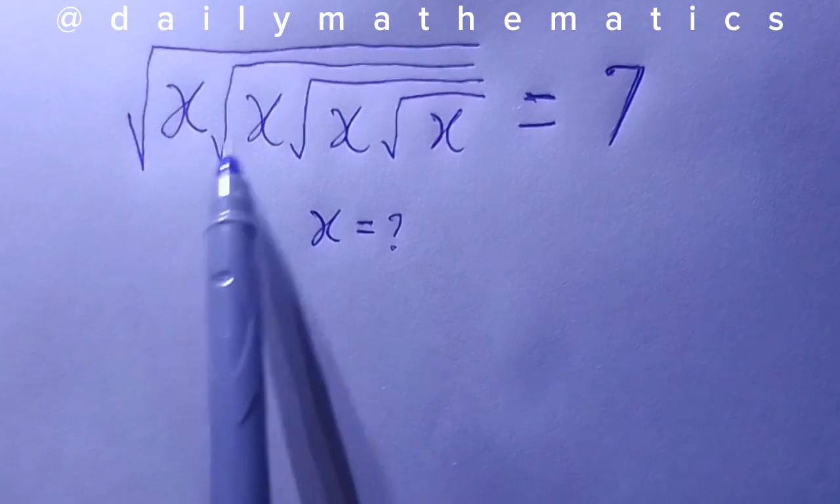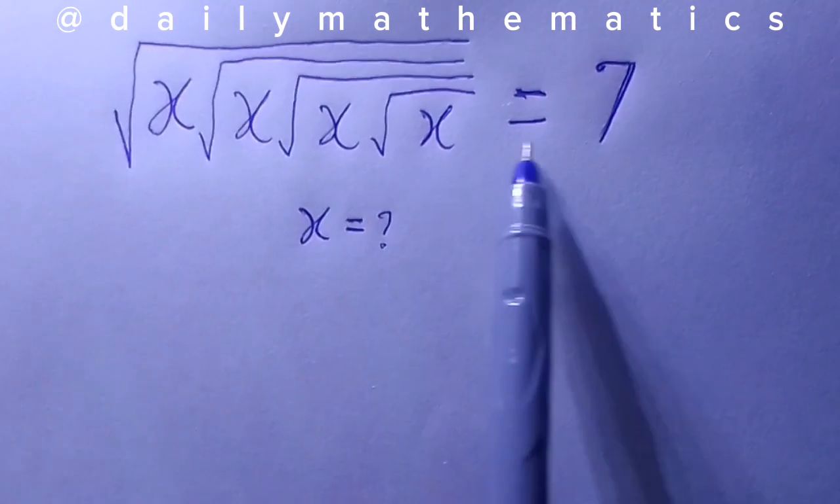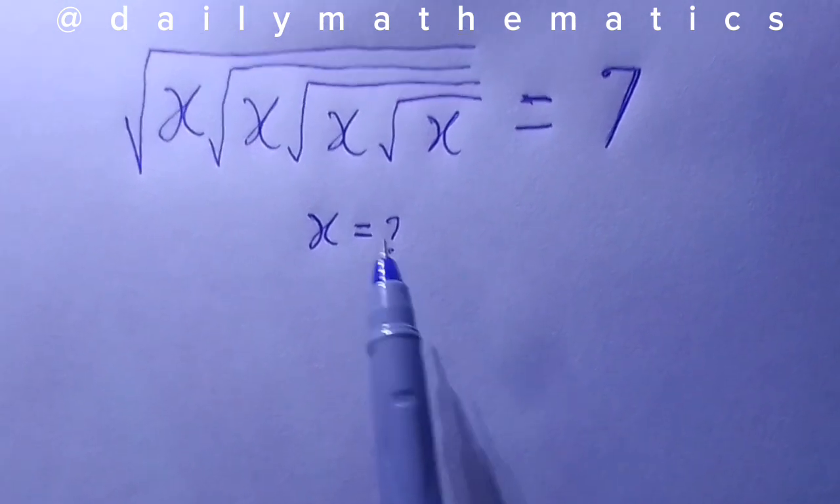Square root of x, root x, root x, root x equals 7. Find x.